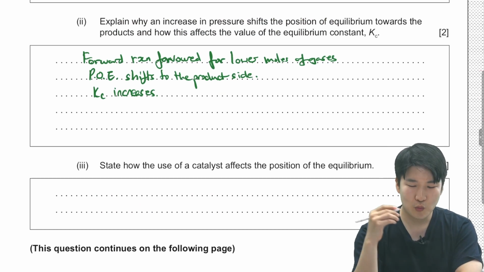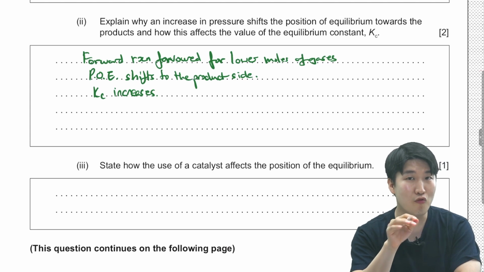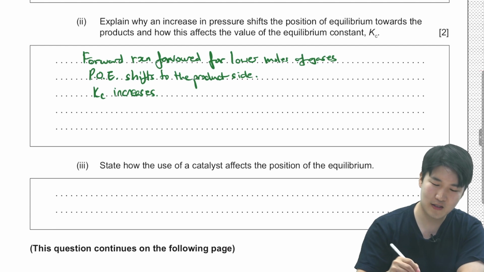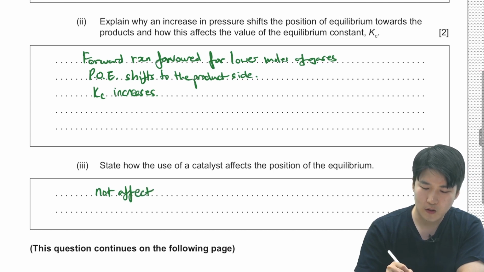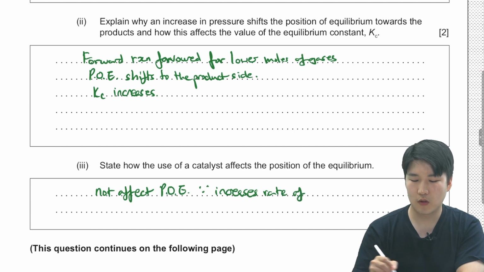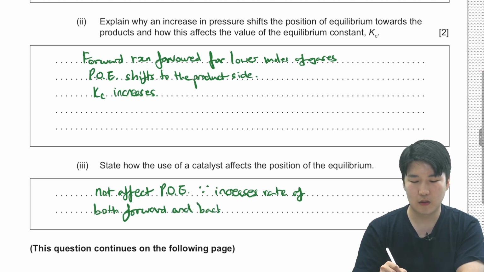A catalyst will not affect the position of equilibrium because it increases the rate of both forward and backward reaction. Not affect POE because increases rate of both forward and backward.